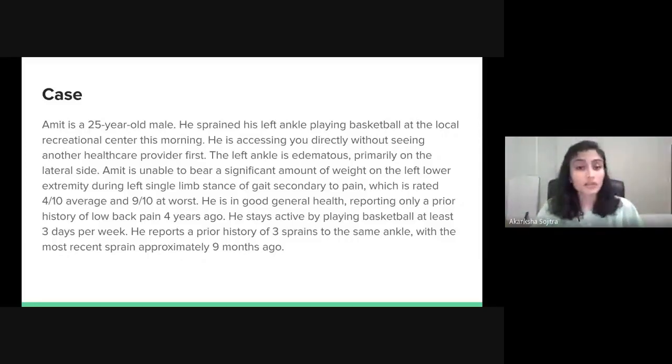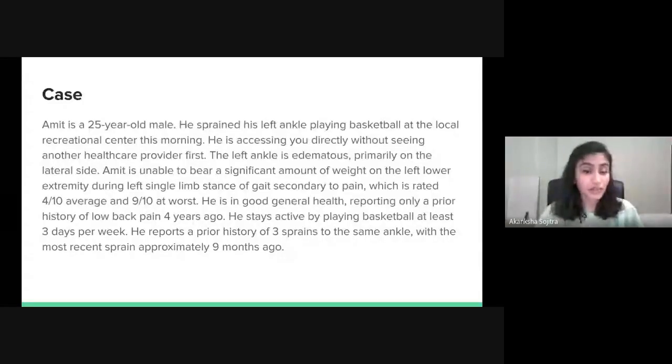And he came to you directly without seeing any healthcare provider. You see edema on the left ankle, primarily on the lateral side. He's unable to bear a significant amount of weight on the left lower extremity when you get him to do single limb stance. And gait is painful, and pain is 4 out of 10 on average and 9 out of 10 worst. He's in good general health, reporting only a prior history of low back pain that was 4 years ago. He stays active by playing basketball at least 3 days per week and reports a prior history of 3 sprains to the same ankle, and most recent was 9 months ago.